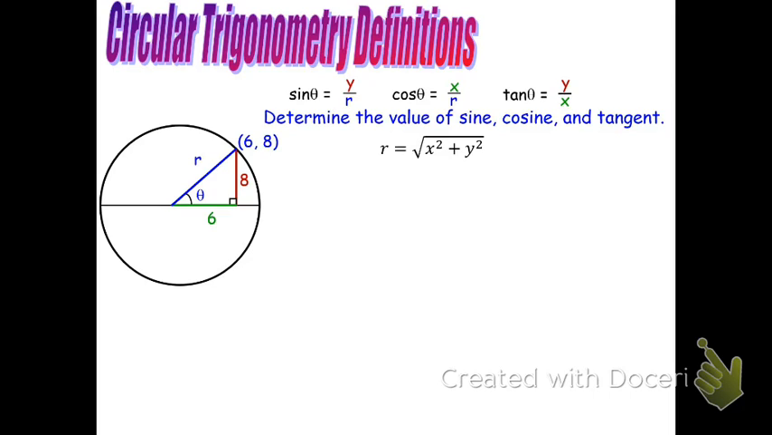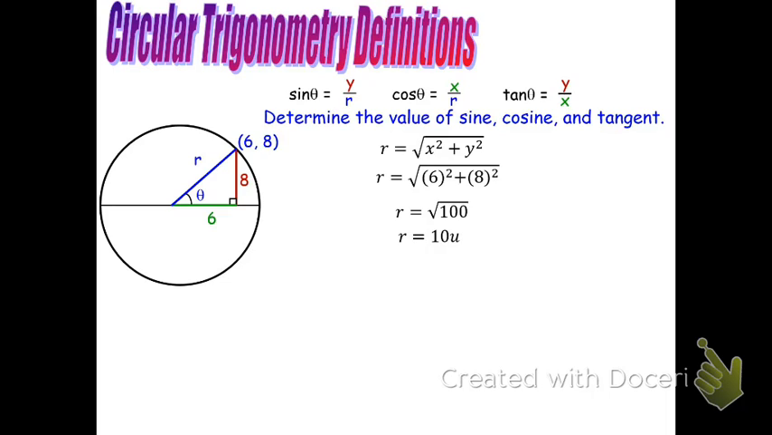So if I use the radius formula here, I'm going to say r equals the square root of the quantity 6 squared plus 8 squared. Which means r is the square root of 6 squared is 36, 8 squared is 64, which when you add together is 100. And the square root of 100 is 10. Now I'm not going to go plus or minus because you can't have a negative radius. Radiuses are positive measurements.